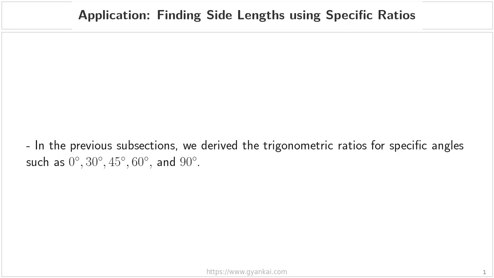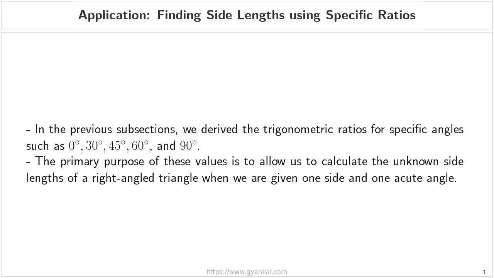Application: finding side lengths using specific ratios. In our previous lessons, we spent quite a bit of time deriving the specific trigonometric ratios for certain key angles, specifically 0 degrees, 30 degrees, 45 degrees, 60 degrees, and 90 degrees. We worked hard to understand where those values come from.